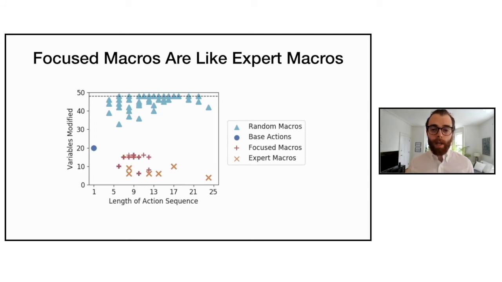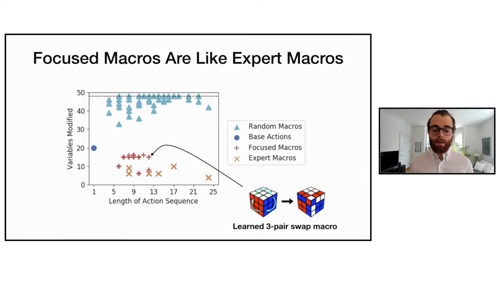Now, before we do that, let's just visualize what the focused macros look like on this action plot. So if we plot the focused macro actions, we see that they're actually quite similar to the expert macro actions. They modify very few state variables. And if we visualize what these macros look like, we find that they have intuitive explanations as well. So similar to how the expert macros changed a few state variables, here's a learned 3-pair swap macro that our macro learning process discovered. And it also has sort of an intuitive explanation. This is almost the kind of skill that you could imagine a human using in the speed solving competitions.